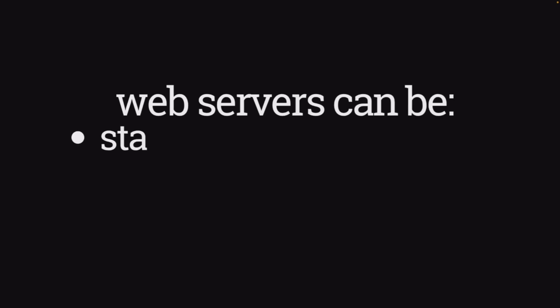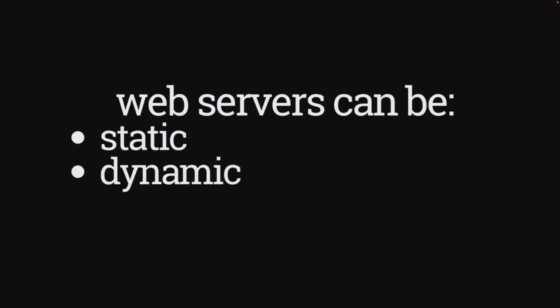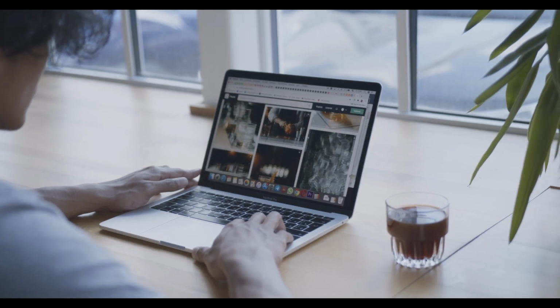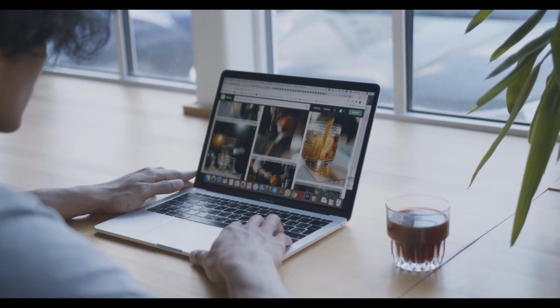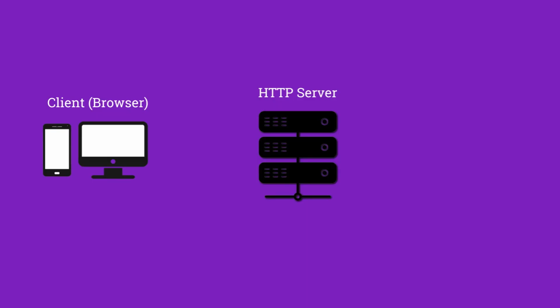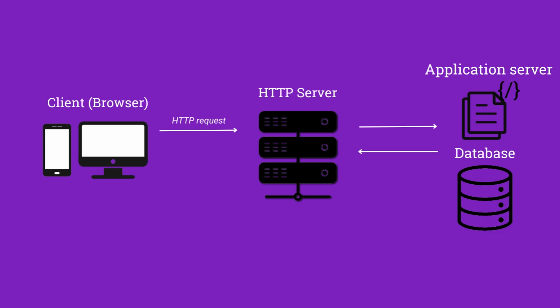Web servers can be static or dynamic. Static web servers serve fixed content, such as static HTML files, images, and videos, without any server-side processing. Dynamic web servers generate content dynamically, often using server-side scripts, for example PHP, Python, or Ruby, that interact with databases to create web pages on the fly.